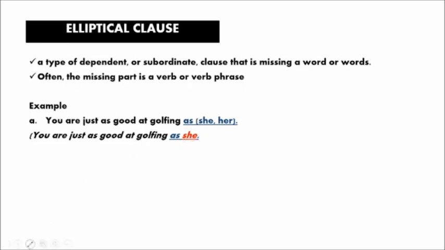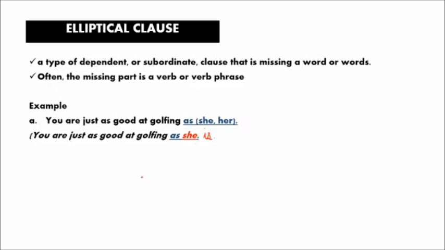Supposedly, it should be written as, you are just as good at golfing as she is. But the verb is missing in the sentence. That makes "as she" an elliptical clause, and the missing parts are understood from the context. Without considering the missing verb, some people might think that her is the correct pronoun to place at the end of the sentence.